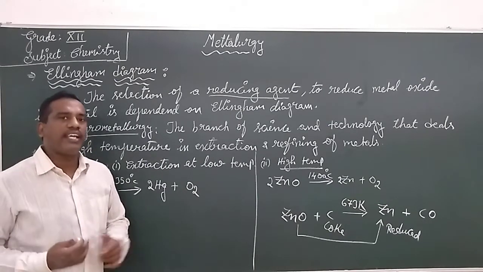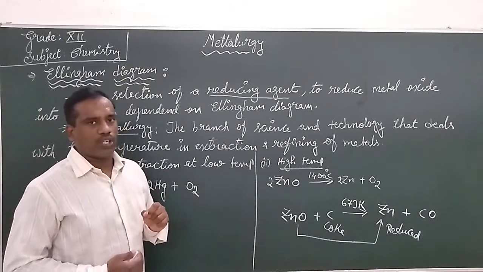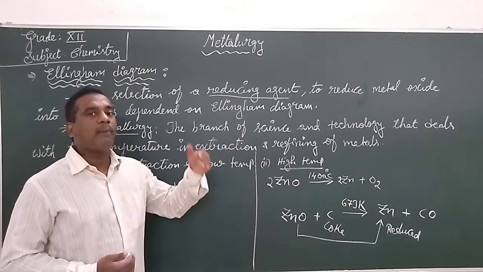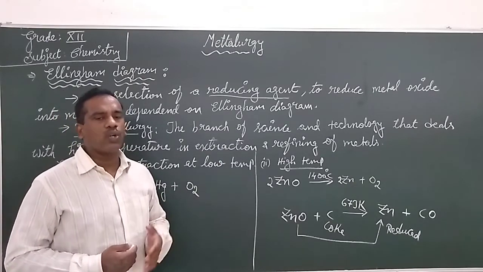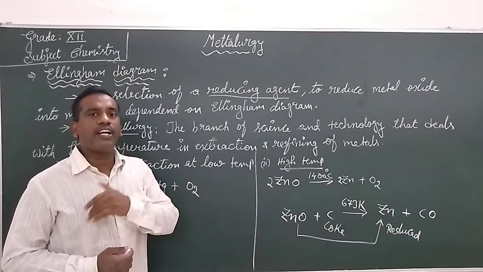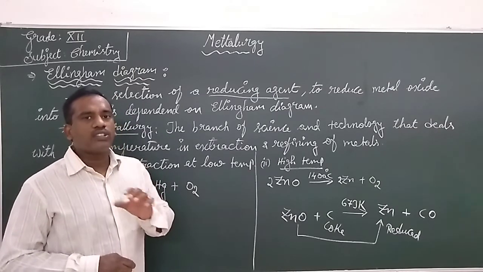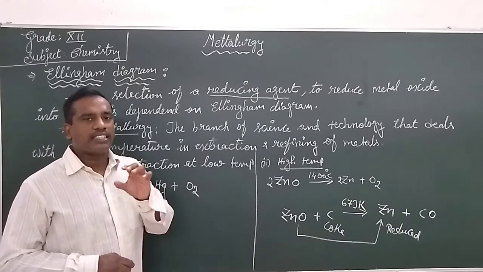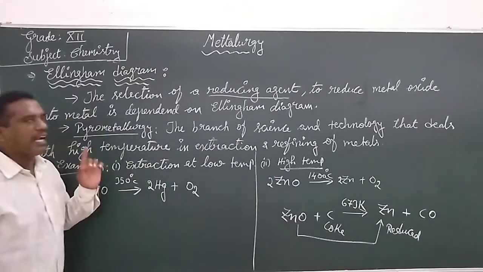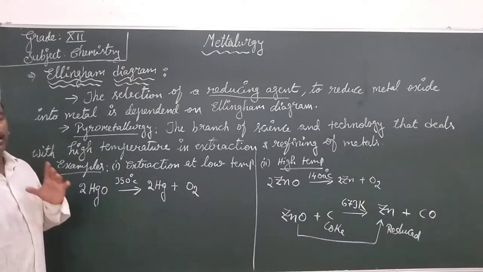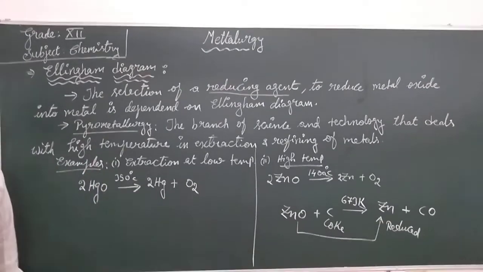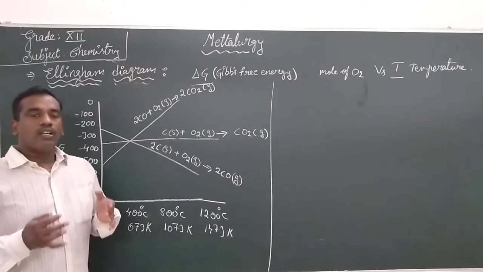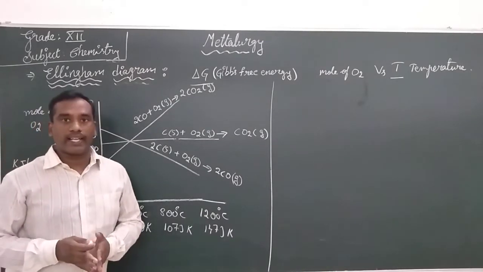Now we are going to study which reducing agent is used for reducing the metal oxides. For all the metal oxides, we will not use only coke. Different reducing agents will be used. Those reducing agents are selected from the Ellingham diagram. Let us continue into the Ellingham diagram. What are the components present in the diagram? What is this Ellingham diagram?